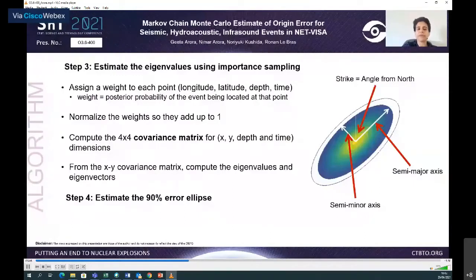Here we have to assign a weight to every point that we drew. And this weight is the posterior probability of the event being located at that point. We then normalize these weights so that they all add up to 1 and use those to compute the 4x4 covariance matrix in the x, y, depth, and time dimensions. And from the xy portion of the covariance matrix, we compute eigenvalues and eigenvectors, which are like those in this ellipse, right? So these would be the eigenvectors. And we use that to estimate the 90% error ellipse. So here, this is the semi-major axis, this is the semi-minor axis, and the angle from north is the strike.